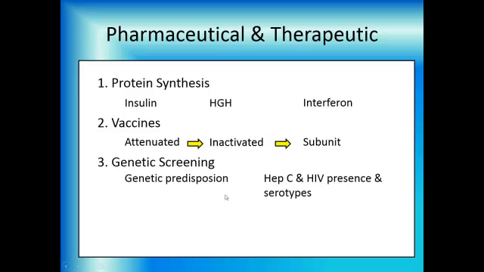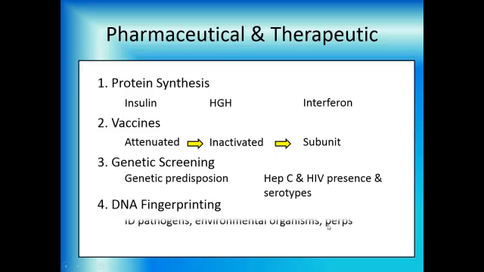Also, you can do genetic screening on the type of hepatitis C virus or HIV present in a patient and determine what serotypes there are. You can take a look at the HIV and see if it's resistant to certain anti-HIV drugs and use different drugs. Depending upon what serotype of hep C you have, your prognosis is different. Depending upon the serotype, you're more or less likely to develop liver cancer. Helps with the treatment of the patient.